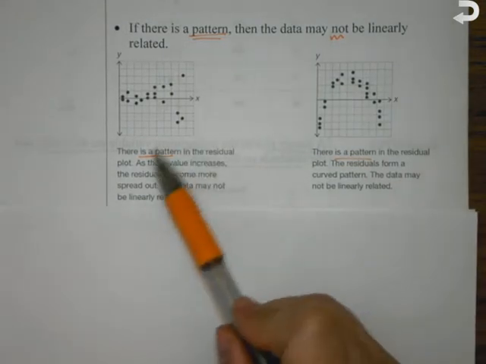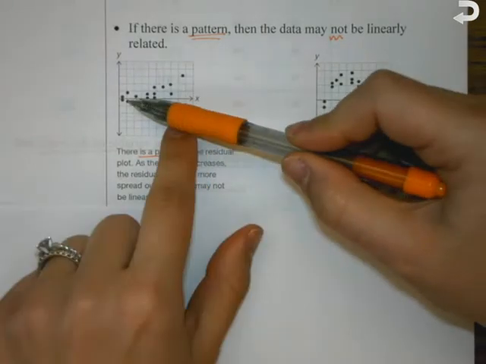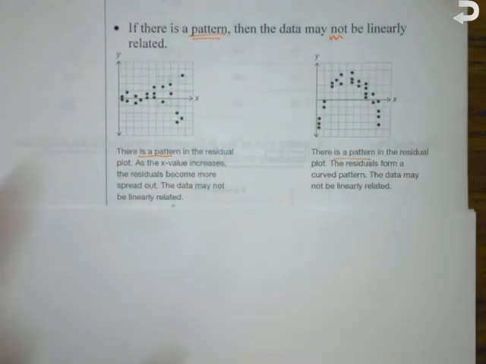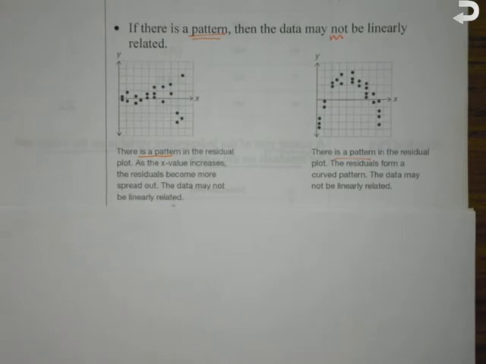On this one, as the x value increases, they become more spread out, so they either get higher or get lower. On this one, there's more of a curved pattern. Okay, so two examples of what a pattern in the residual plot might look like. And that means that our data would not have a linear relation, which means a line of best fit is not appropriate for that set of data.